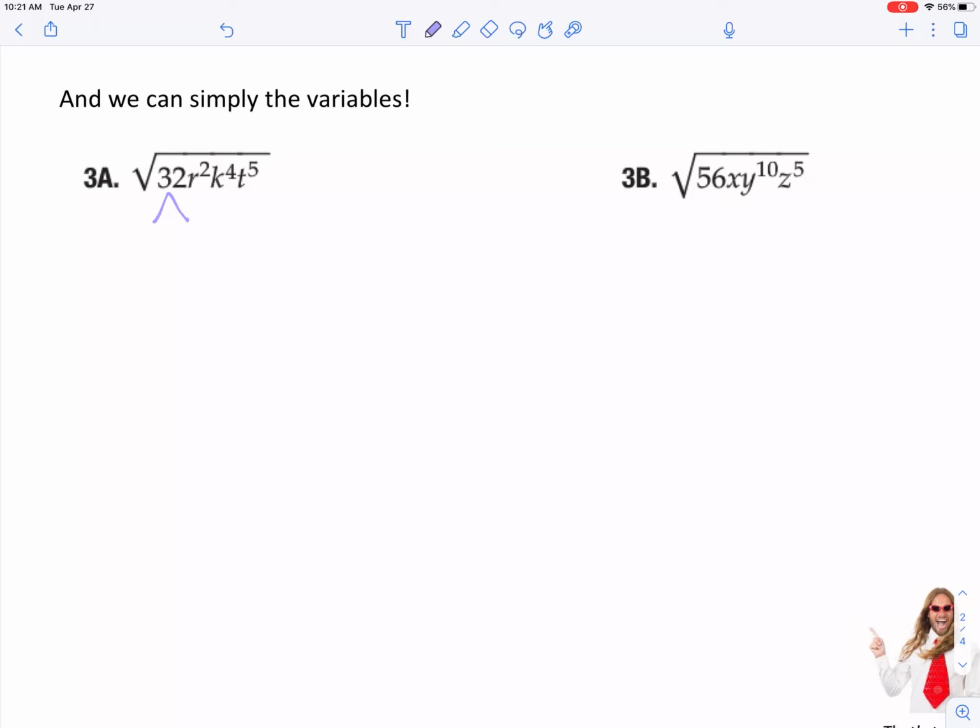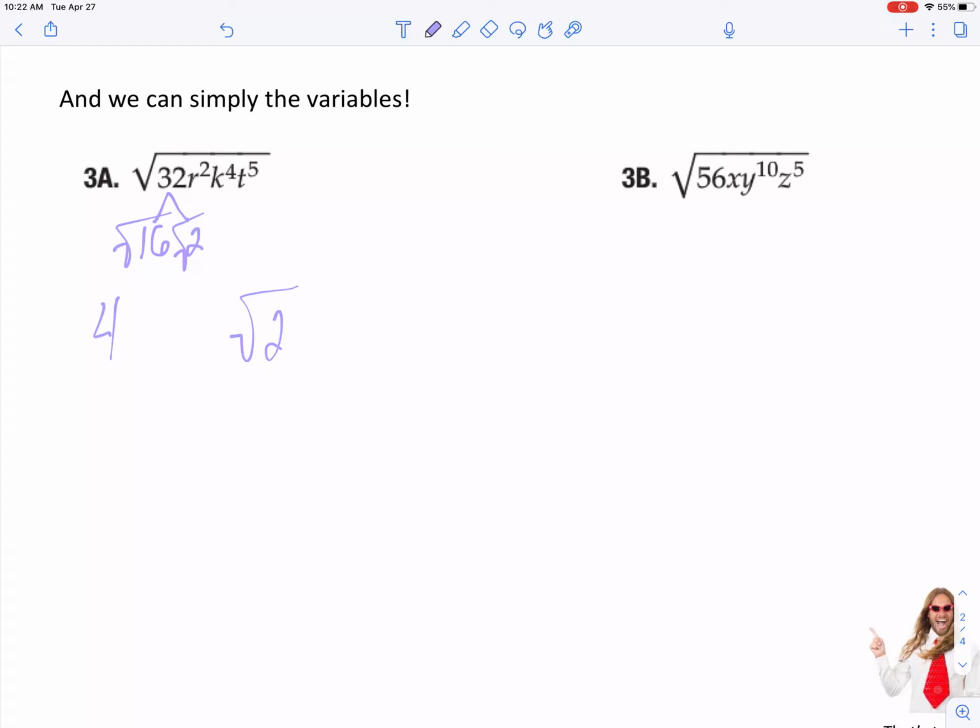So I'm looking at this 32, and I think the biggest square number that'll go into that is 16, and the square root of 16 is 4, and the square root of 2 is an ugly number. I'm just going to write it here on the right, but do you notice that I left quite a big gap? And that's because I'm looking at those variables and thinking that some of those are going to come out.